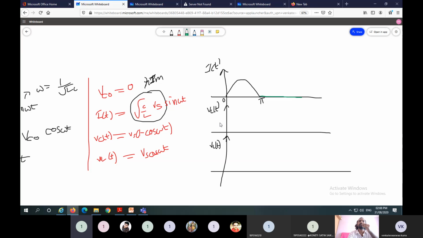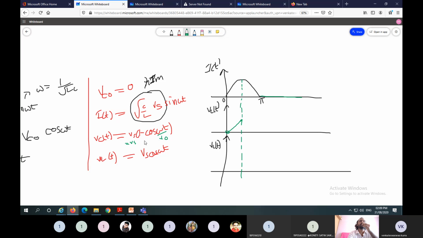So coming to Vc of t, if you substitute omega t equal to 0 degrees in this equation, then cos 0 value is 1, 1 minus 1, 0. If you substitute omega t equal to 90 degrees, cos 90 value is 0. So the final remaining value is Vs.